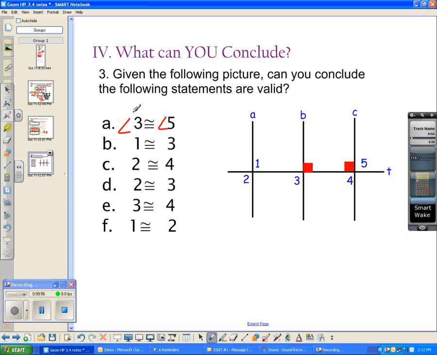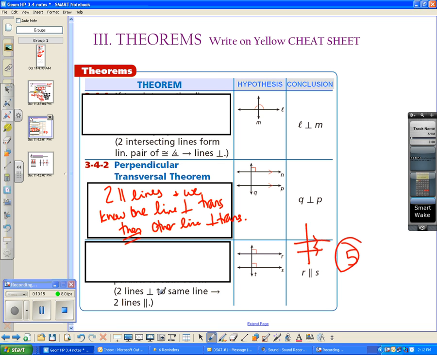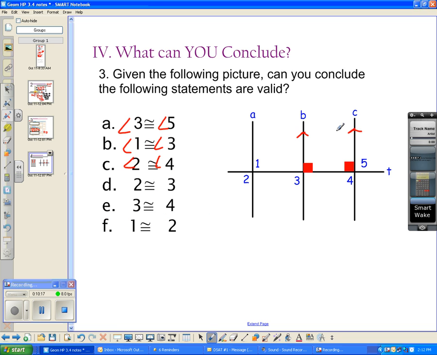If I tell you just this picture, can we say that angle 3 is congruent to angle 5? Okay, well, angle 3 and angle 5, if these are both perpendicular to the same transversal, then that means that B and C have to be parallel. That's what the third theorem down here says. Okay, so these ones have to be parallel. So if they're parallel, angle 3 and angle 5 are alternate exterior angles. So yes, that is a valid conclusion. Angle 3 is congruent to angle 5.